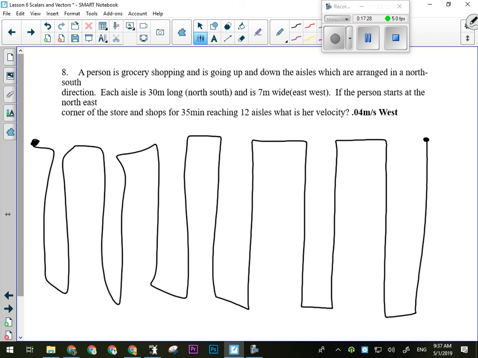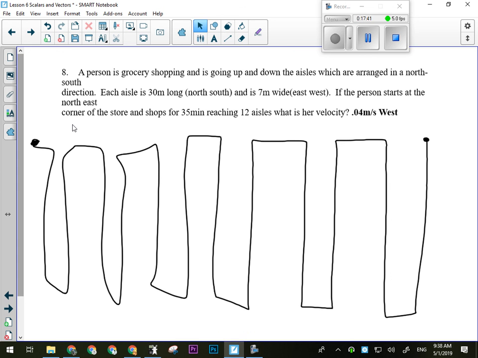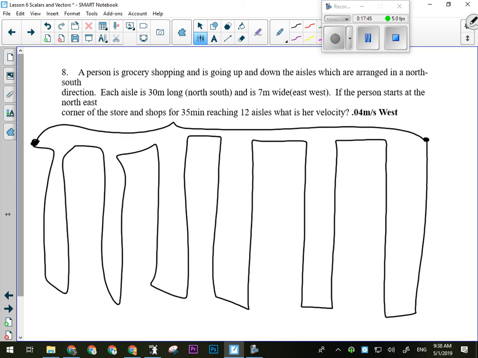Okay, so all I'm going to do is take the 12 aisles and multiply by how wide they are. So 12 times 7. Okay, they've gone 84 meters west. That's their displacement. Okay, that took them, what does it say here? It took them 35 minutes.